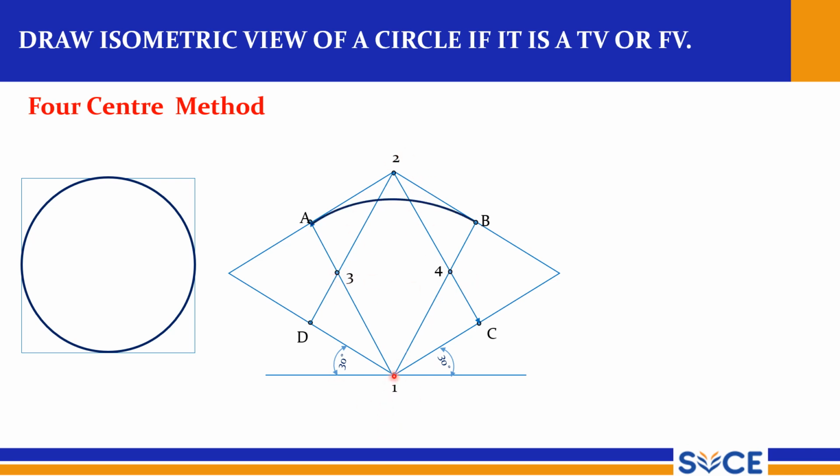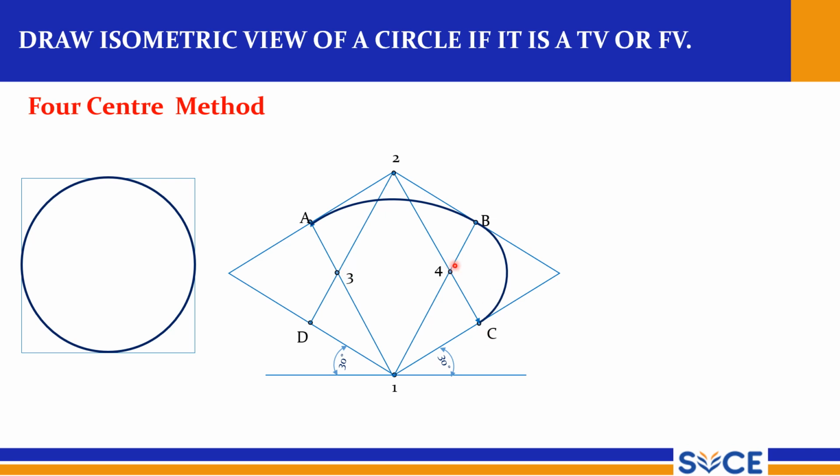Now this as center, this much as radius, 1A as radius. Draw the arc between A and B points, right? So this much as radius. So obviously 1A is equal to 1B, and this is the arc that can be drawn using compass, right?